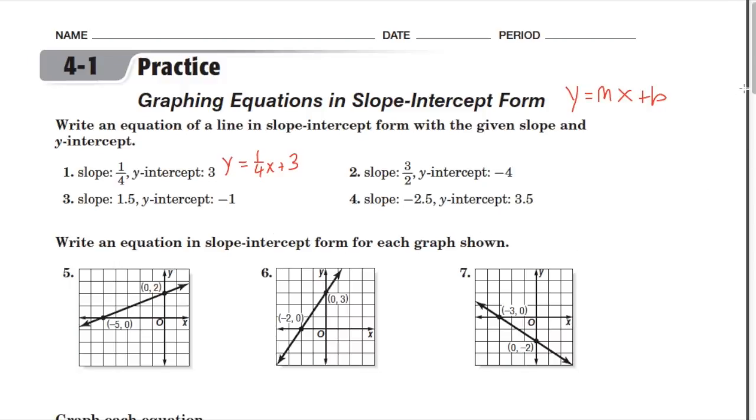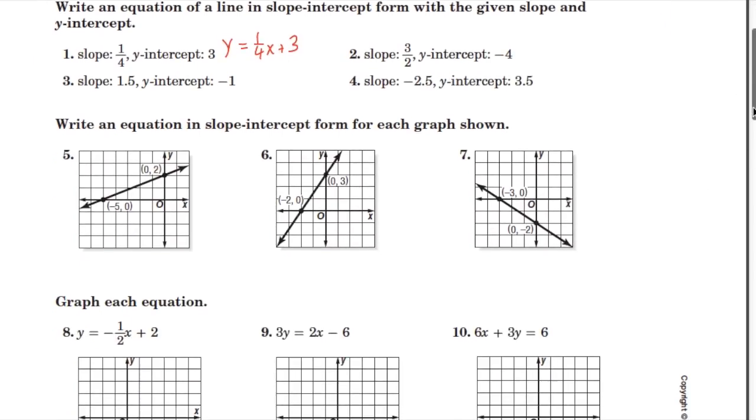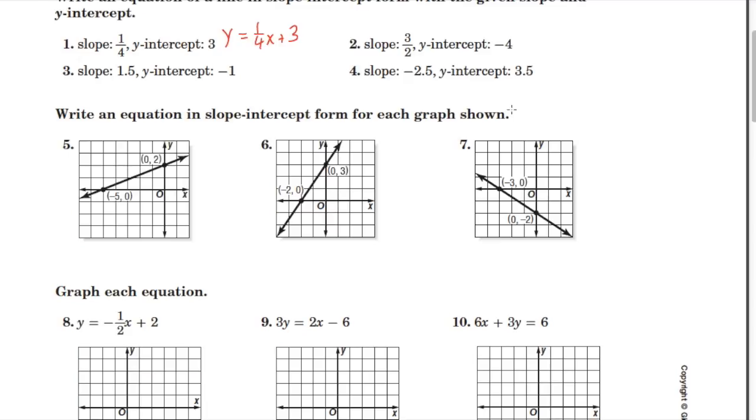For numbers 5 through 7, it says to write an equation in slope-intercept form. So again, we're looking to write it in y equals mx plus b form. And so we can see right here on number 6 that it crosses the y-axis at 2. So in our y equals mx plus b, it's going to be plus 2 at the end. Of course, we have our y equals and we have our x value. Now we just need to find that slope.